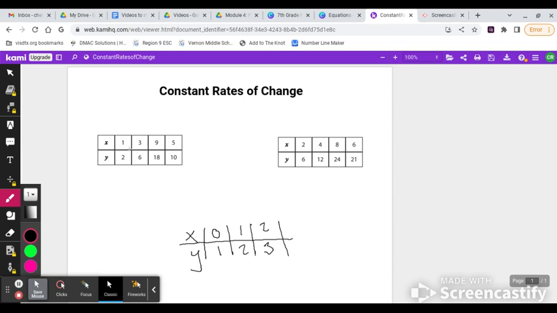So let's look here at the x values of the first table. X goes from 1 to 3 to 9 to 5. So we're going to see how much this is changing. And the same thing with the y values. They go from 2 to 6 to 18 to 10. So we want to make sure that it's following a constant pattern.